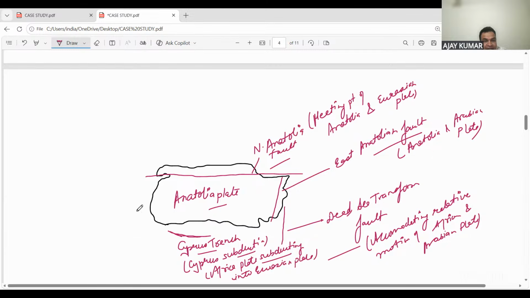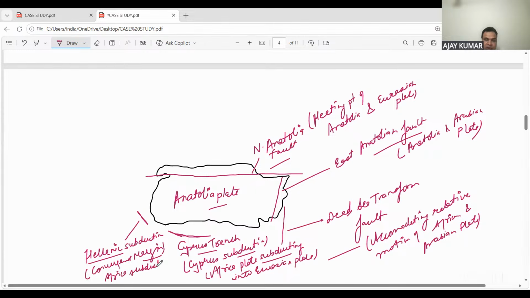Another thing is here: the Hellenic subduction. This part has Hellenic subduction. Subduction means where the plates are converging, and again this is a convergent margin, where the African plate is subducting.